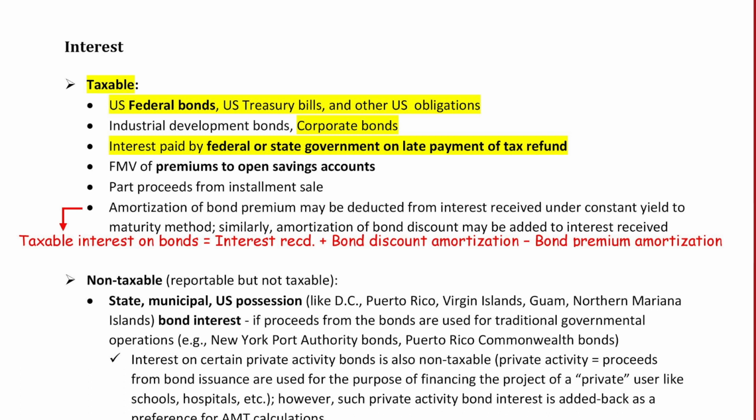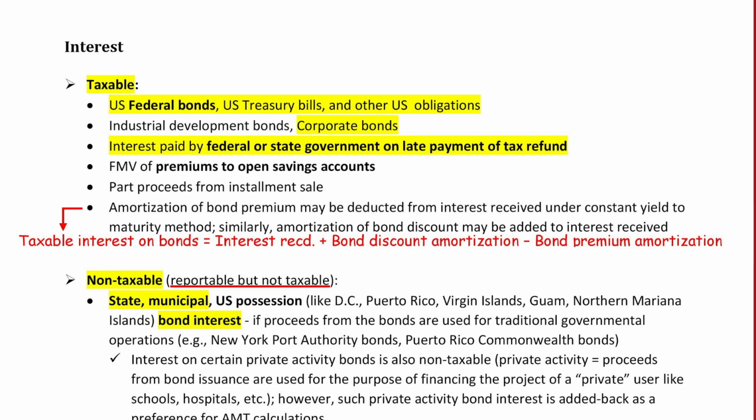Now, we'll study in detail about bonds, bond discount, bond premium in FAR, financial accounting and reporting. But now for tax purposes, you know that the taxable interest is interest received plus any bond discount amortization and minus bond premium amortization. On the next bullet, we have highlight non-taxable interest. So this is interest income which is underlined reportable but not taxable. And the big one here is highlight state or municipal bond interest.